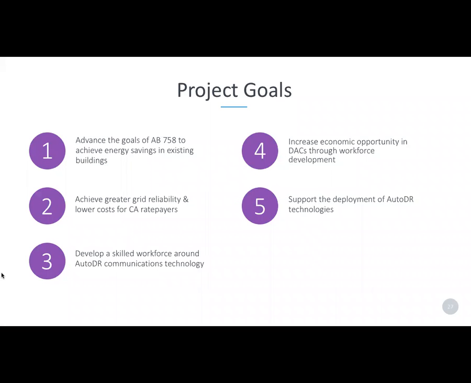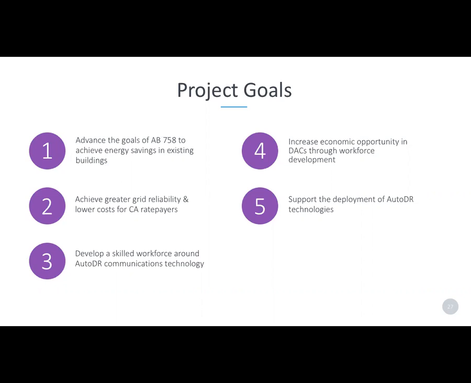So the project that this work is based on is funded by the California Energy Commission. And it's framed largely as an initiative to develop a skilled workforce to properly install and activate grid-connected AutoDR controls, or automated demand response controls. But another objective is to engage public facilities and small, medium-sized buildings to enroll into automated demand response incentive programs and accelerate the installation of AutoDR communications equipment.